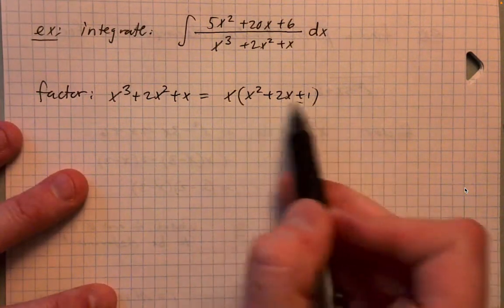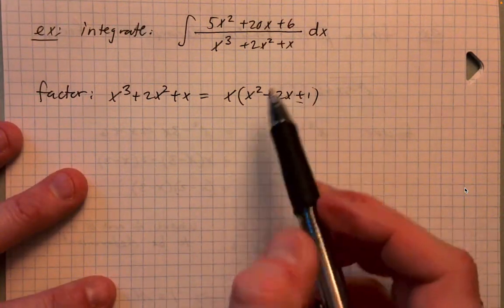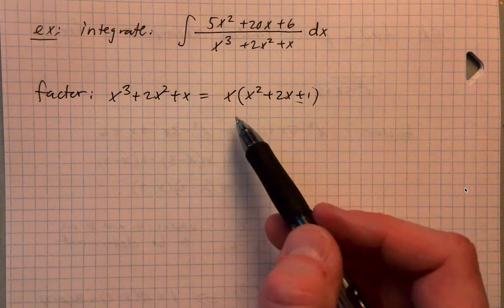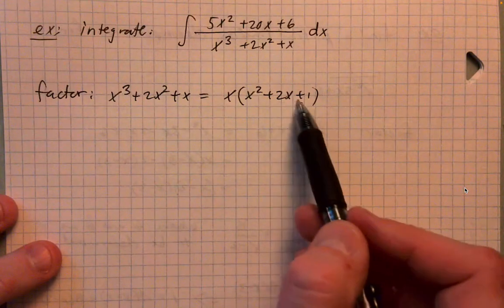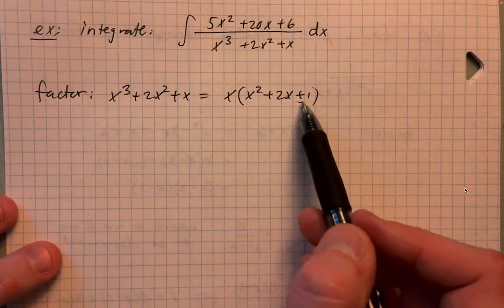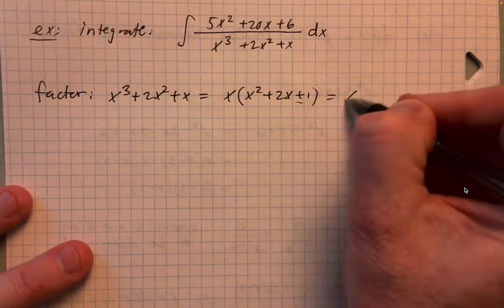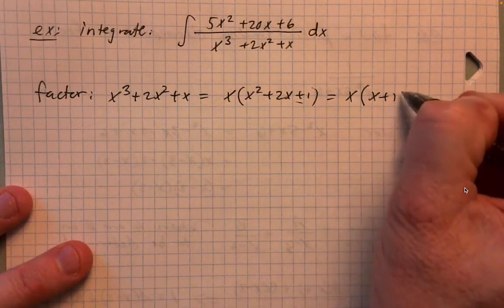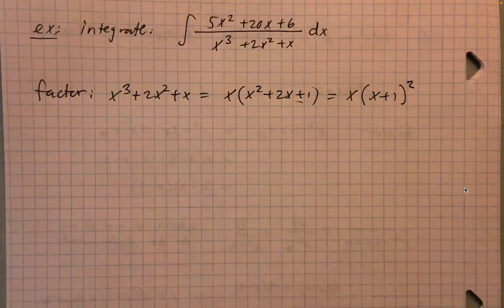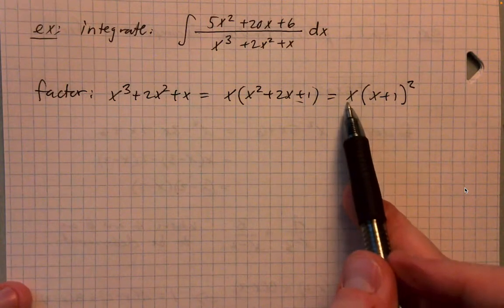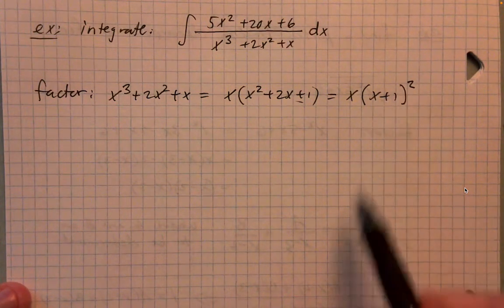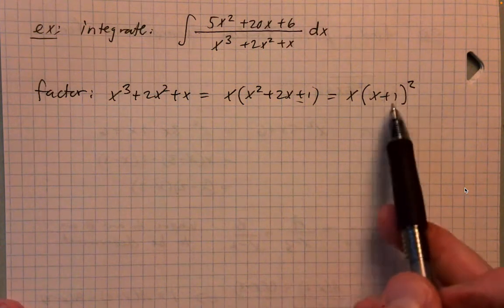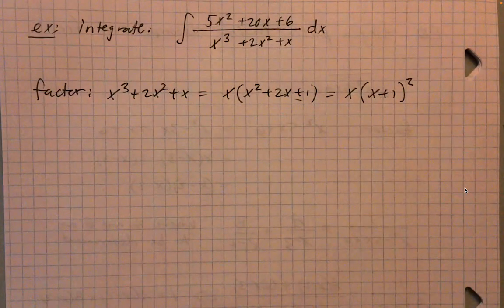Okay, and this middle one is actually the square of x plus 1. You might be able to see that, x squared plus 2ax plus a squared. So this would be x times x plus 1 squared. So we've got a linear factor, and then another linear factor, but it's repeated. So this would be like the second scenario that we would encounter. But it's no problem.